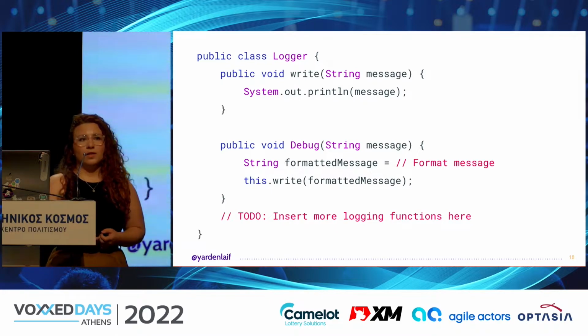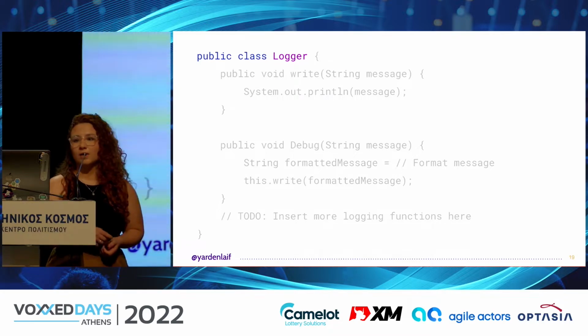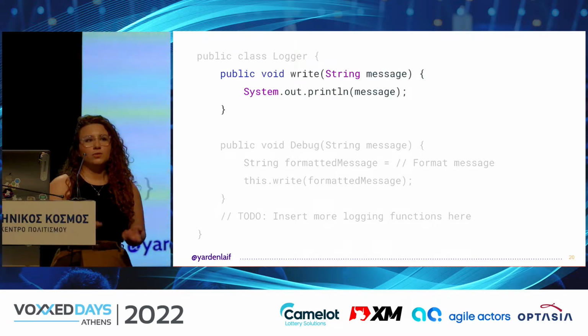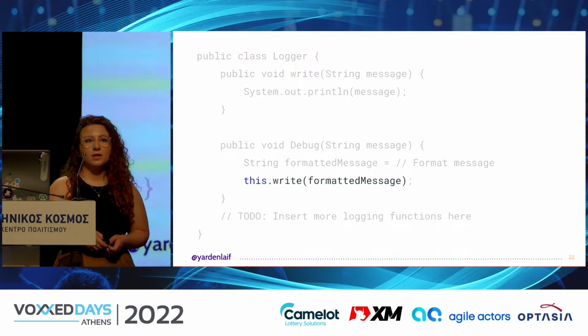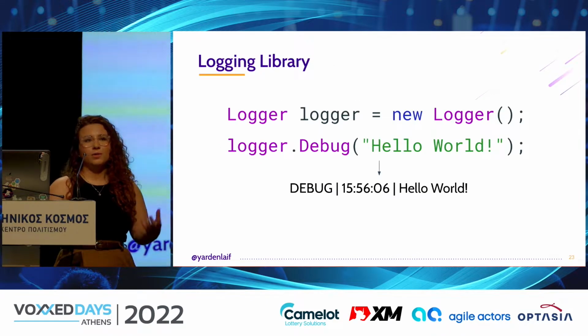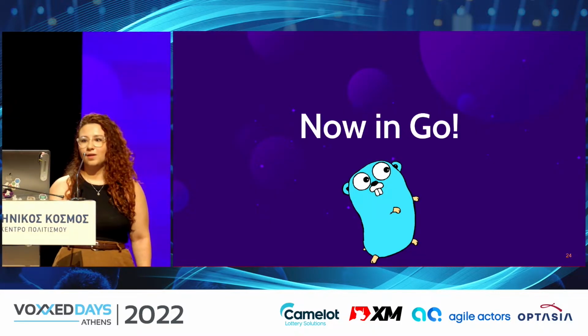So let's see how that would look in Java. Well, we'll declare a class, right? Everything is classes in Java. So we'll declare a logger class. We'll create a write function, which just prints to stdout, and then a debug method, which calls that write method. Very simple. Putting it all together, we can create a logger instance, call the debug method, and print to stdout. Great. Now the same thing, but in Go.